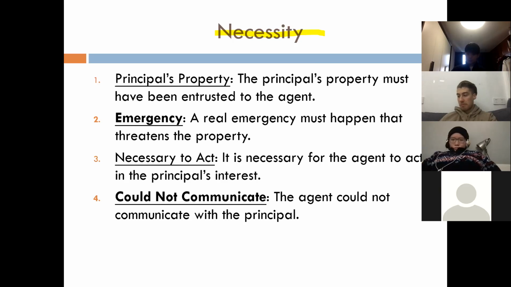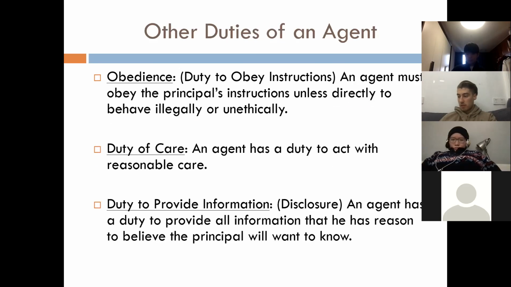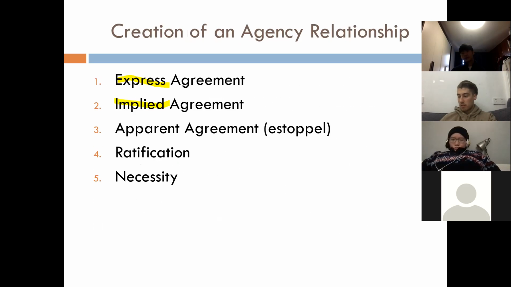And this is one of the ways you can become an agent, right? We talked about the creation of an agency relationship. At first, James was an agent by implied agreement. Then he became an agent by express agreement. And then finally, at the end, he was already an agent, but he used necessity.